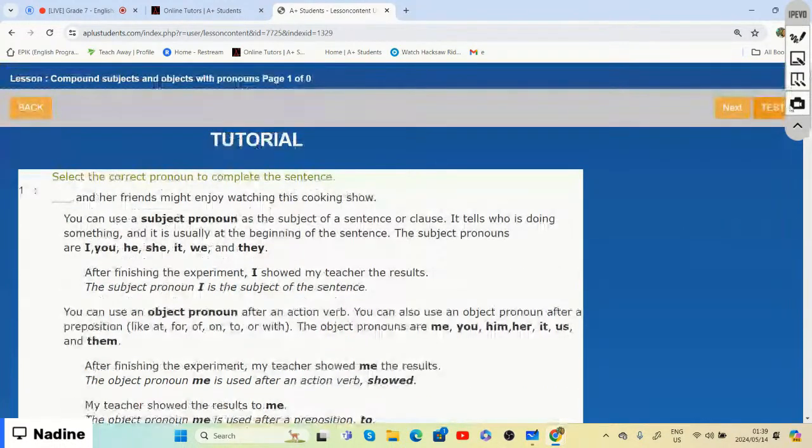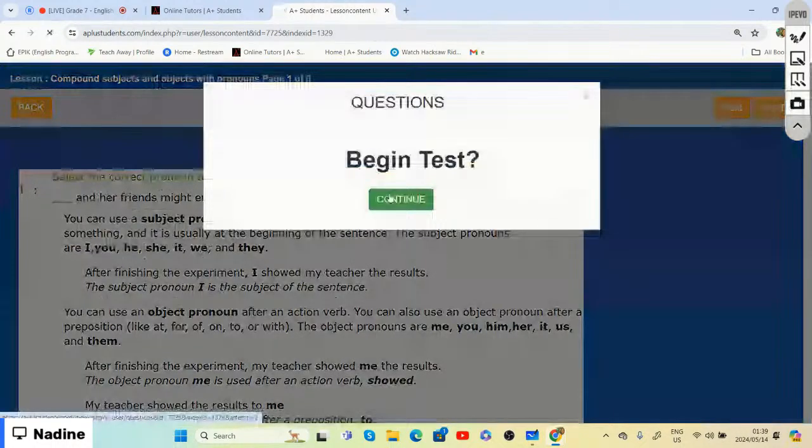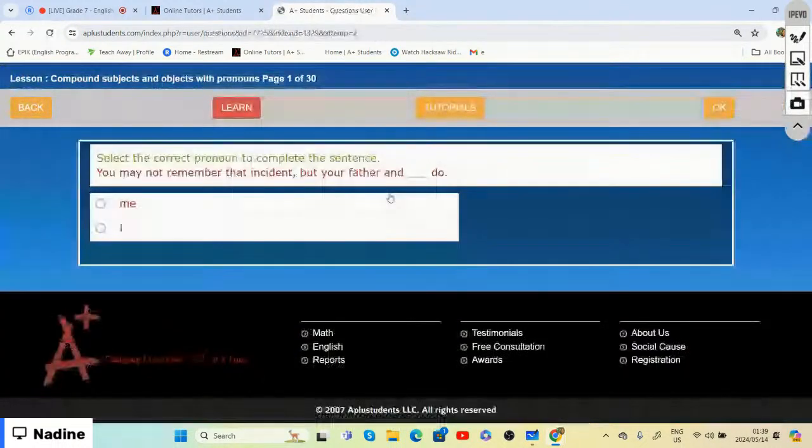So now we're going to our test where we are going to select the correct pronoun to complete the sentence, whether it is a subject pronoun or an object pronoun. You may not remember that incident, but your father and I do? Or do we say your father and me do?